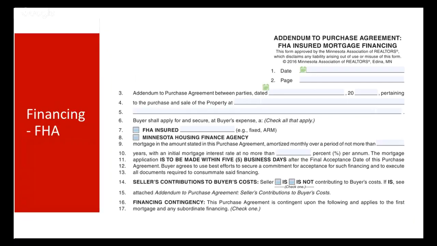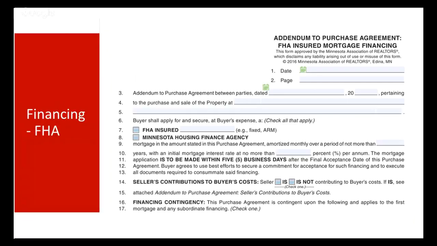The mortgage and the amount stated in this purchase agreement amortized over a monthly period of no more than, usually 30 years, with the initial mortgage interest rate at no more than market rate. The mortgage application is to be made within 5 business days after the final acceptance of this purchase agreement. Buyer agrees to use best efforts to secure a commitment for acceptance for such financing and to execute all documents required to consummate said financing. Again, the same question, are we asking the seller to or not to contribute to buyer's closing costs? If it is, see the form, purchase agreement, seller's contribution to buyer's costs.